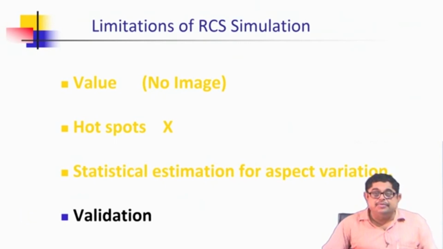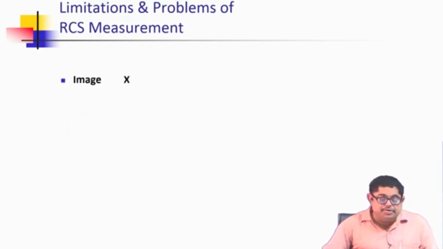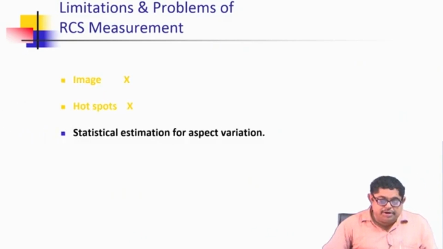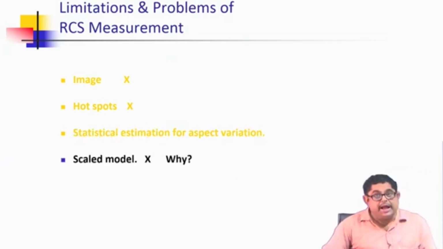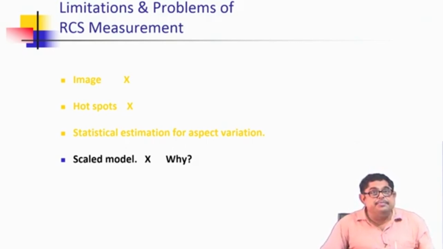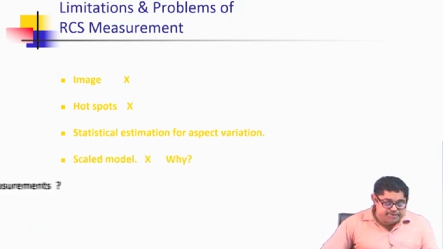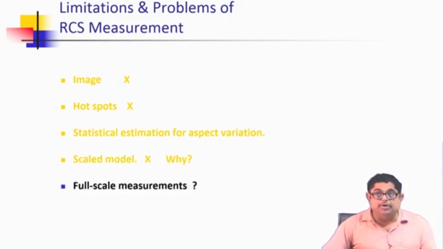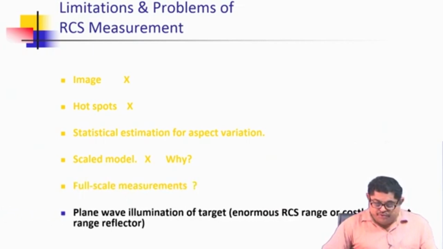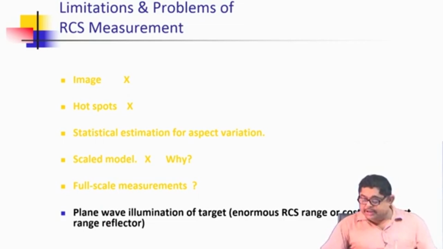And what is the validation? Suppose someone is telling you that the RCS of this plane is so and so, but how do you validate? For that, measurement will be necessary. But RCS measurement also will not give you the image or the hotspots, so the same problems remain. Another problem, as we discussed, is that you cannot use a scaled model, so you will have to have a huge structure for measurement of RCS. That is why full scale measurement is often not cost permitted. For plane wave illumination of the target, you require an enormous RCS range or costly compact range reflectors.